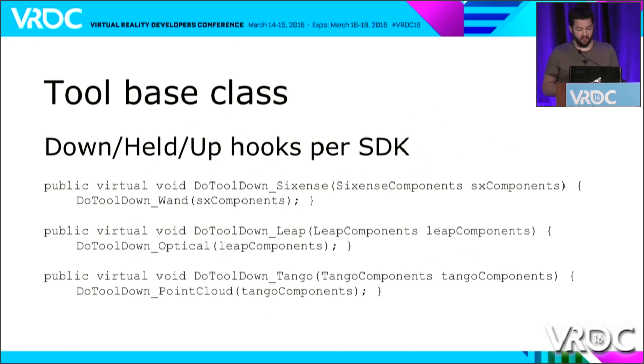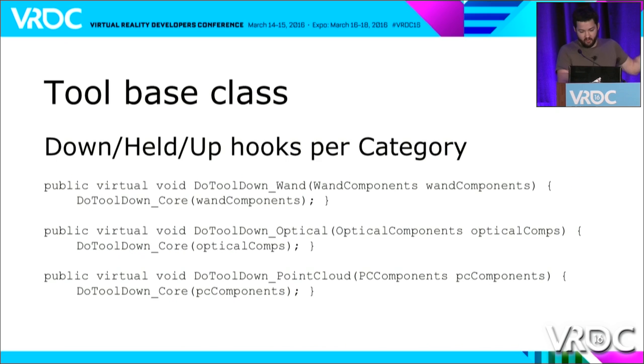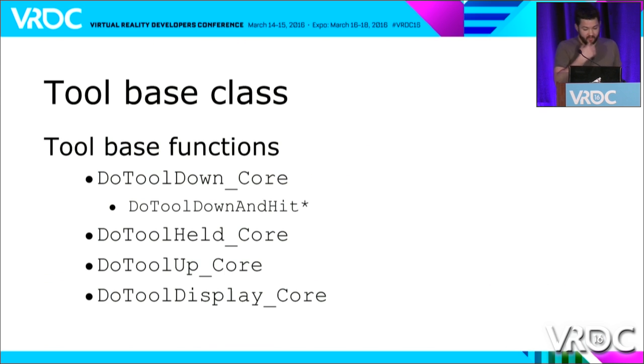And it starts again at an SDK-specific level where I'll have a hook for each object. So I'll say a 6sense controller has been clicked, or a Leap hand has made a fist and been clicked, or a Tango has been tapped on. And then those will all forward their components into a category-specific hook, like a tool has been pressed for a wand, or for an optical tracker, or for a point cloud tracker. And then those, again, will just abstract further out to a core function that says a tool has been pressed with some object, go send it the information I have about this object. So the core functions that I have are, again, frame down, frame up, and then a loop for tools being held down, and another one for tools being displayed, so it shows some visualization of what this tool is going to do.